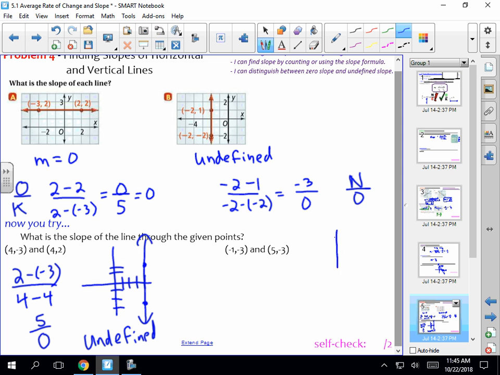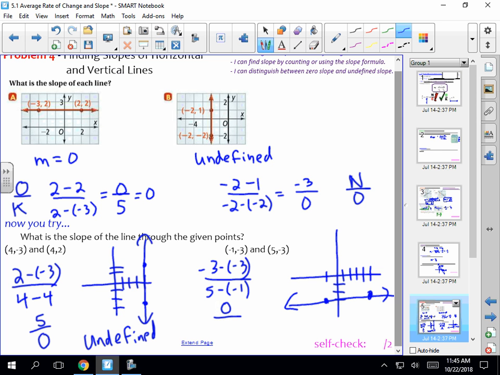And then this one, if I graph it over here, we can see a visual picture of it. 1, 2, 3, 4, 5. 1, 2, 3. 5, -3 is down here. -1, -3 is over here. Draw our horizontal line through there. You can see it algebraically. -3 minus -3 over 5 minus -1. -3 minus a -3 will give me 0. 5 minus a -1 is 6. So this is a slope m equal to 0. So you can see it either algebraically or by picture.